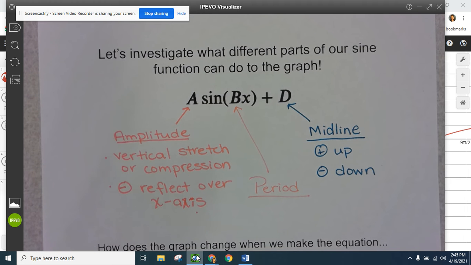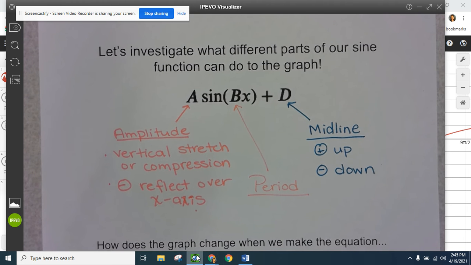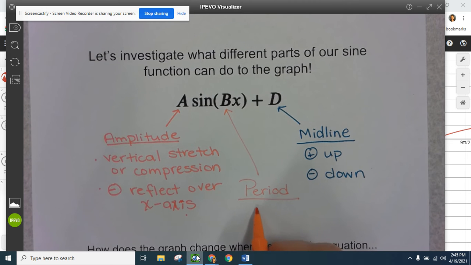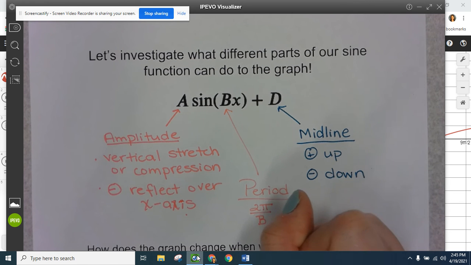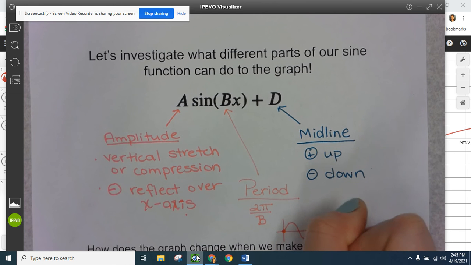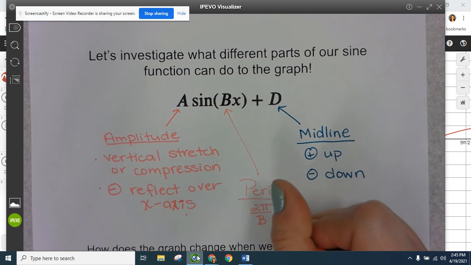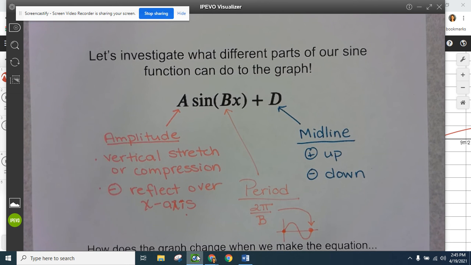So the period, if you want to find out the actual period, we take 2 pi, which is 1 full complete cycle for sine, and I'm going to divide it by B. And that tells me from beginning up, down, and back to 0, that tells me what that value should be, where it gets completed.